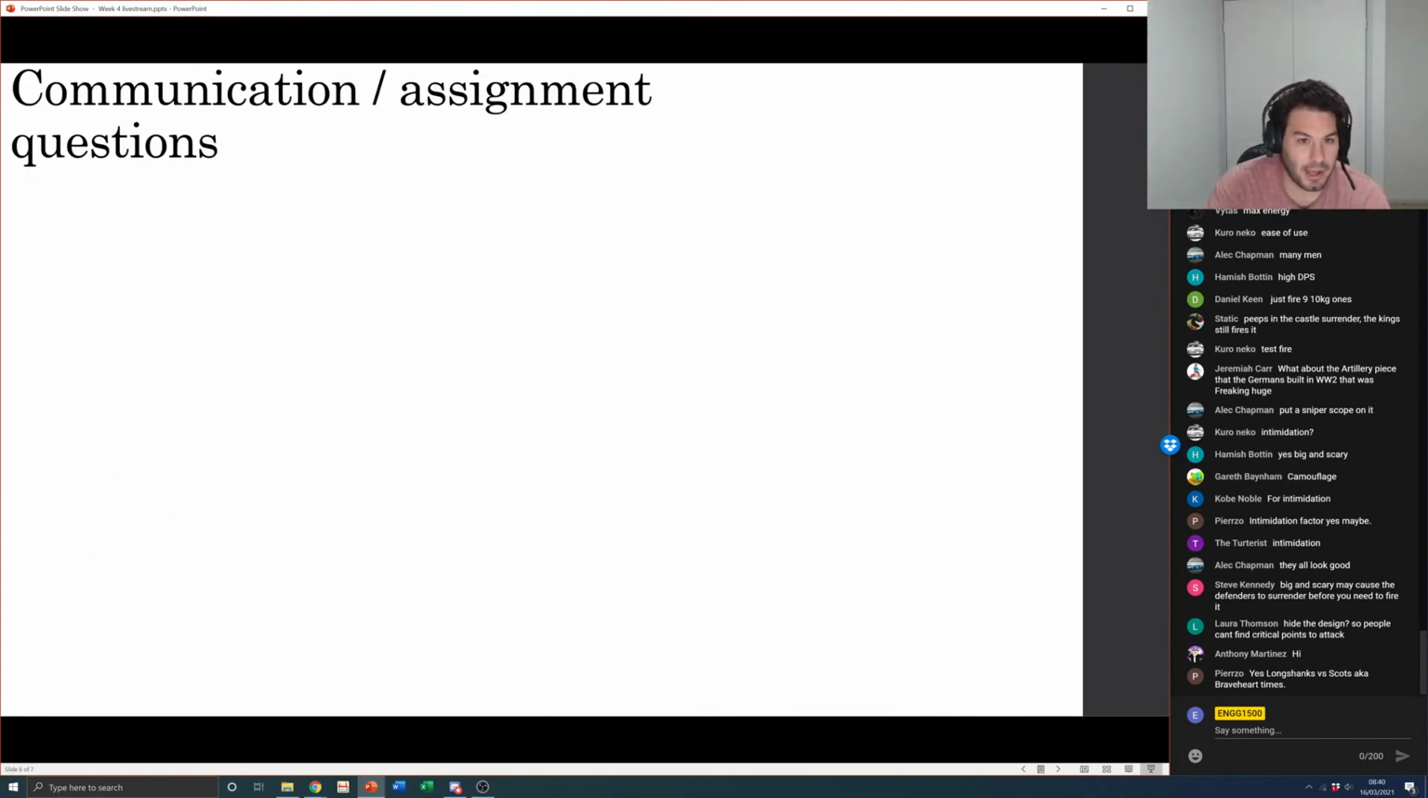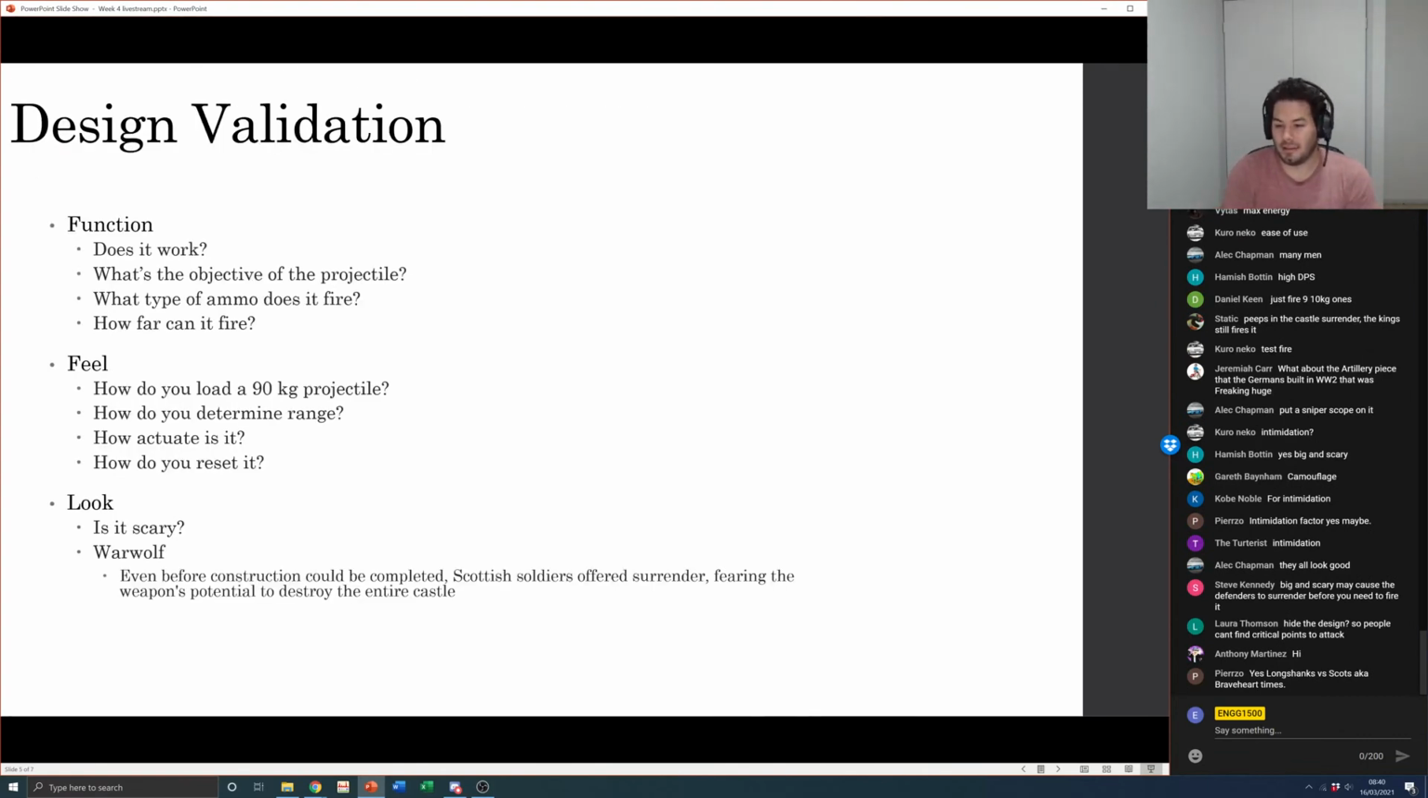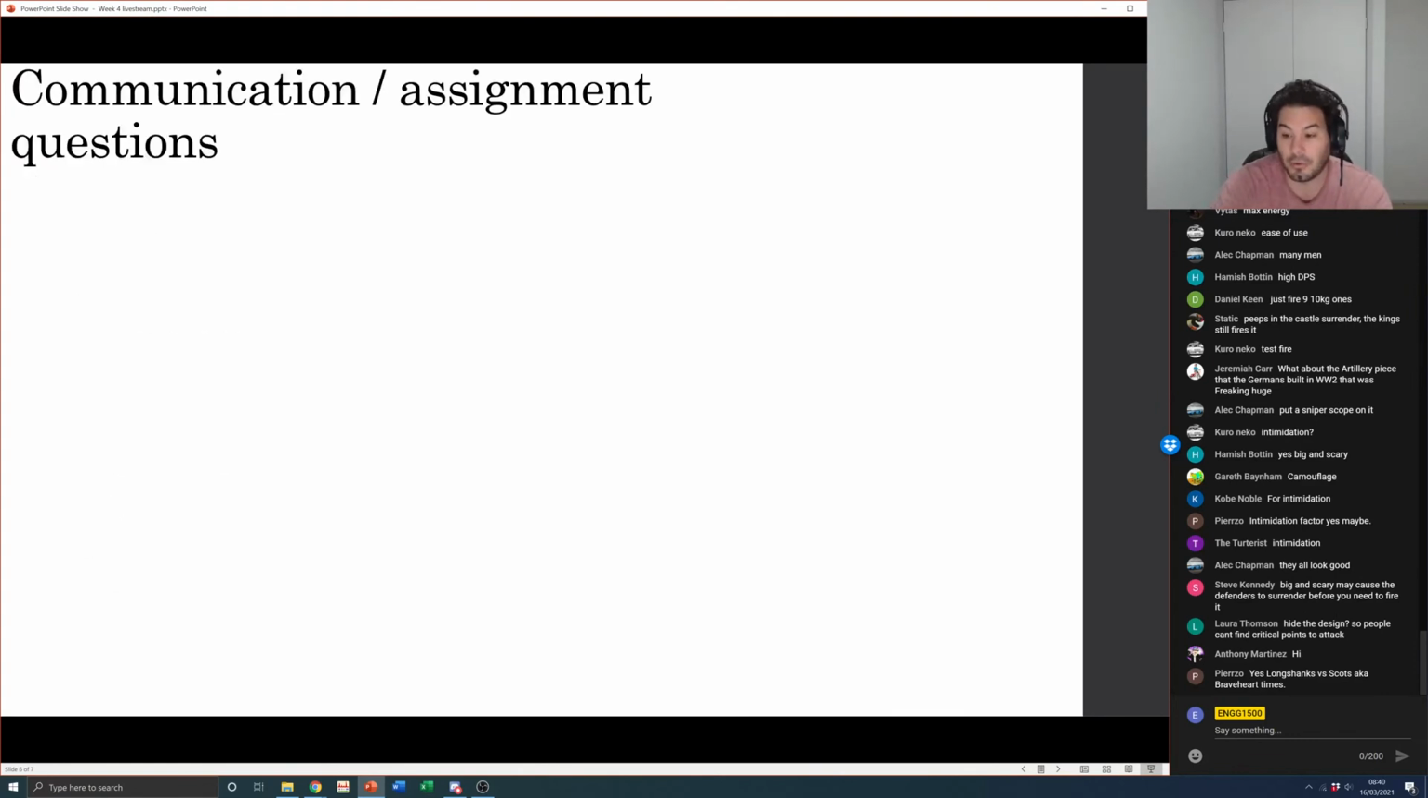Cool. Covered all of that. Awesome. Yes, Longshanks versus the Scots. Braveheart times. I didn't know that corresponded with Braveheart. But yeah, awesome. So look, that was just meant to be a quick example where I wanted to do a bit of back and forth with you, a bit of engagement around a bit of prototyping, and hopefully you can take that type of logic and apply it not just to your ENGG1500 projects, but to projects that you do in the future. So after this, what we have is some communication stuff that I want to go through.